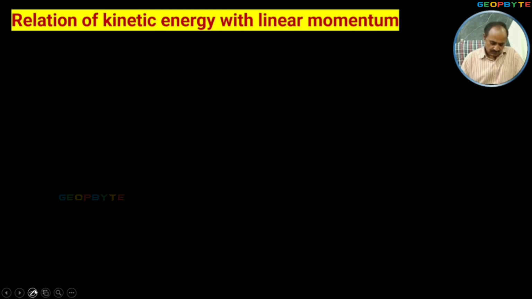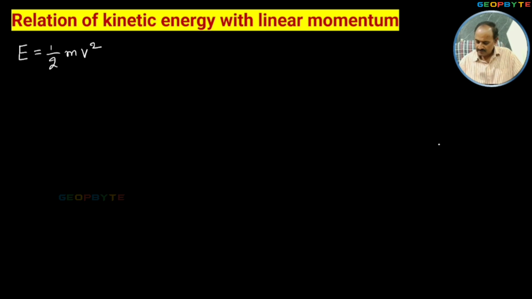Dear students, now let us discuss the relation between kinetic energy and linear momentum. As you know, the kinetic energy E equal to half mv square. As you know, the linear momentum P equal to product of mass and velocity. From this, I can write that mass equal to linear momentum divided by the velocity of the body.